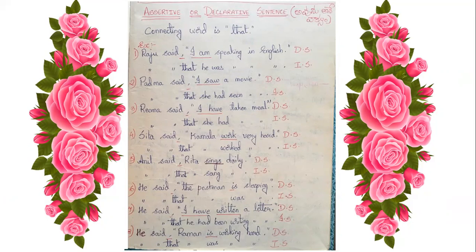Padma said, I saw a movie. See, it is a past tense. I saw a movie. Now you can easily do it, children. Padma said, in the place of comma, what you have to write? That. I saw, you underline that. She had seen. Perfect tense. She had seen a movie. Rima said, I have taken me. Rima said that she had taken me.